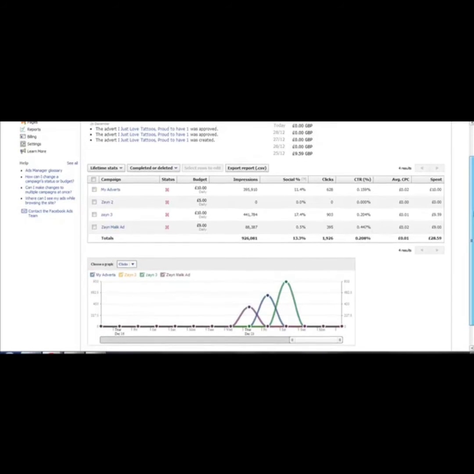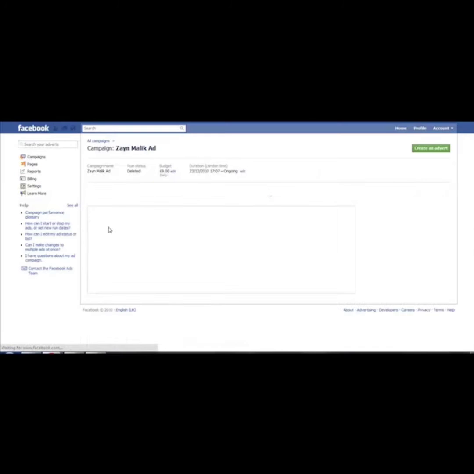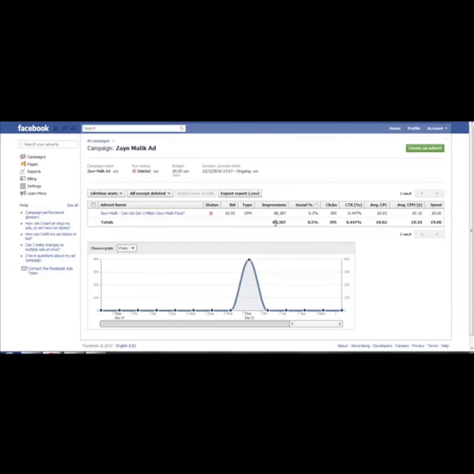Now, I just want to show you the stats for the fan page that I created for the Zayn Malik ad for the celebrity. As you can see here, this is one of the budgets I set, £9. I received 88,337 impressions, 395 clicks. This is the one I showed you earlier on in the email. Let me just click on this advert. Okay, and as you can see, you've got further stats here.